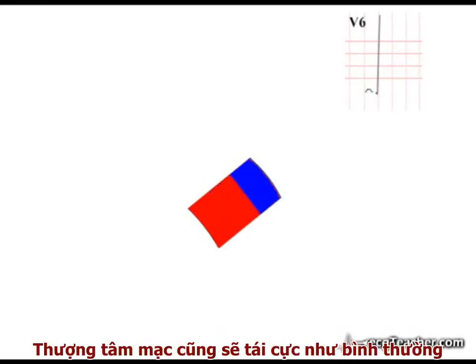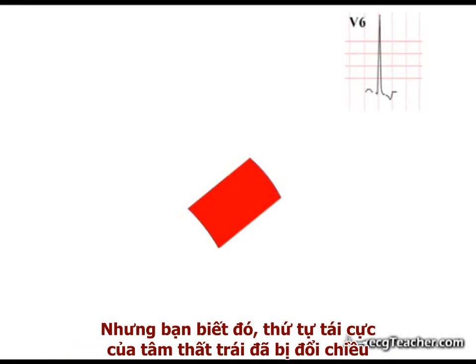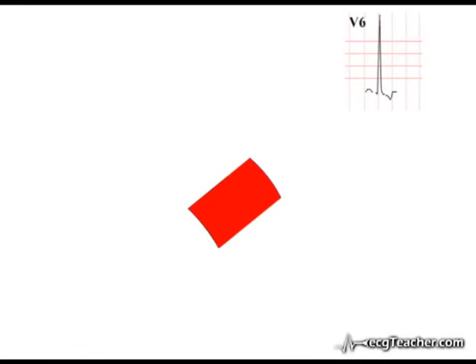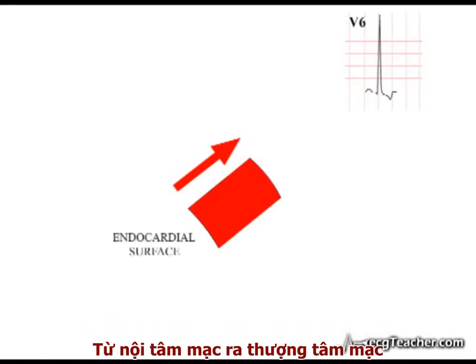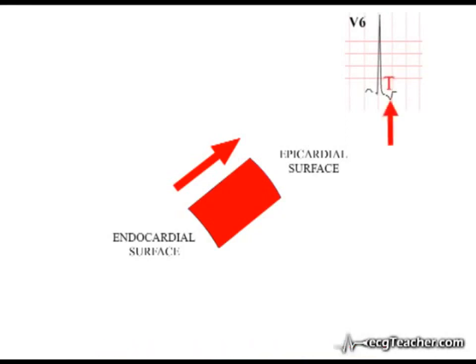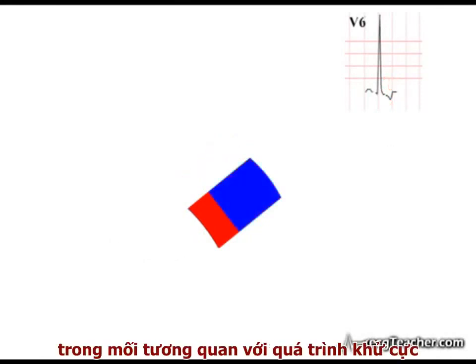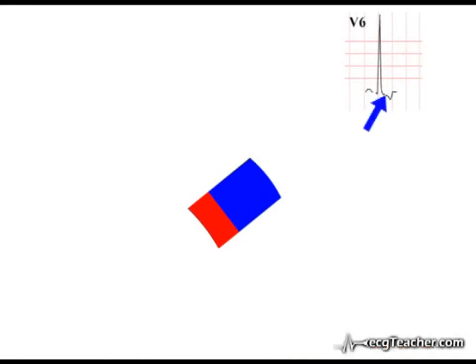The epicardium will repolarize as normal once the depolarization wave reaches it, but you will notice that the sequence of ventricular repolarization has reversed. Repolarization is now moving in the same direction as the depolarization wave, from endocardium to epicardium. And as it is moving towards lead V6, the T waves become negative in this lead. You will also appreciate that relative to the peak of the depolarization wave, repolarization is occurring early, manifesting as a negative deflection during the ST segment.